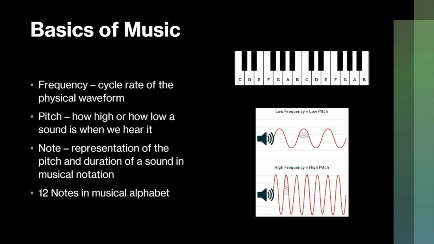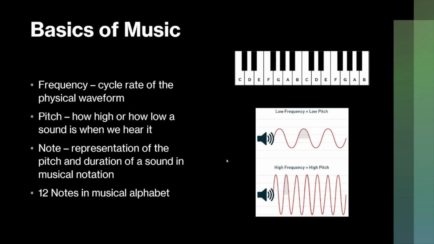So for example, we have a C note, it's going to have a designated pitch assigned to that note, whereas D will have a designated pitch assigned to that note, and that's how we tell notes apart. It will also have a frequency assigned to it too, but we don't really notice a sound by the frequency, we notice it by the pitch.